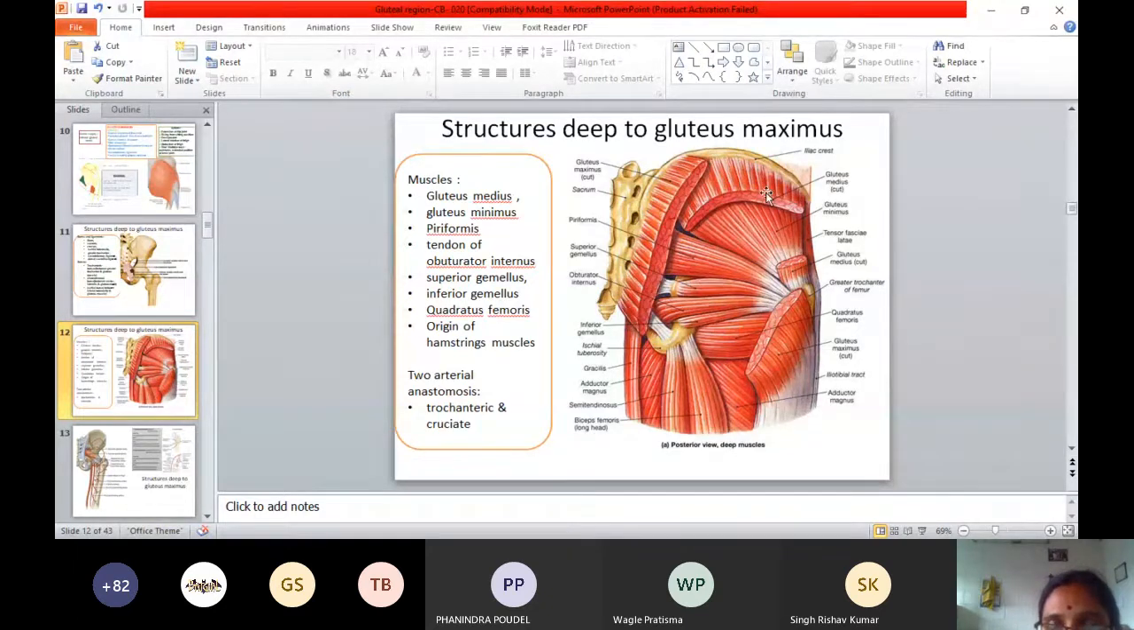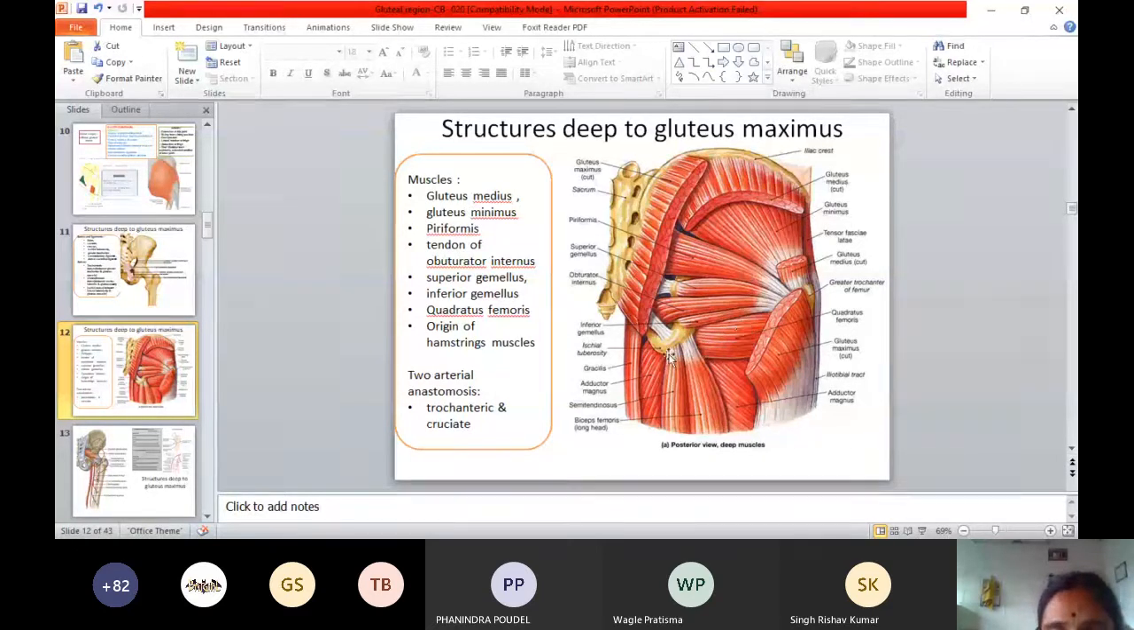What are the structures? The muscles: this is the gluteus medius. This is the gluteus minimus. This conical shaped muscle is piriformis. These two twin muscles are known as gemellus, singular gemellus, and plural gemelli. This one present superiorly is superior gemellus. The one present inferiorly is inferior gemellus. This is the tendon of obturator internus, and this quadrilateral shaped muscle is quadratus femoris.